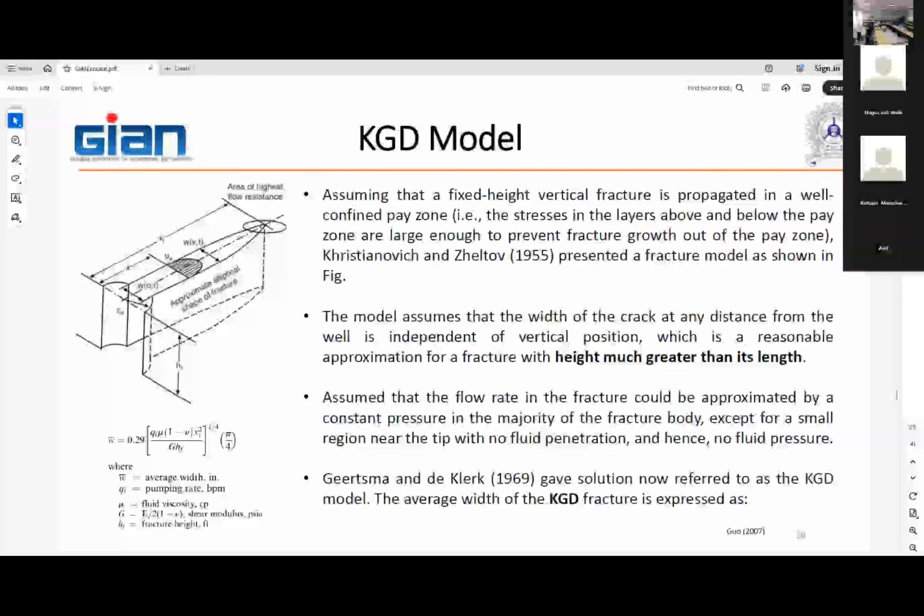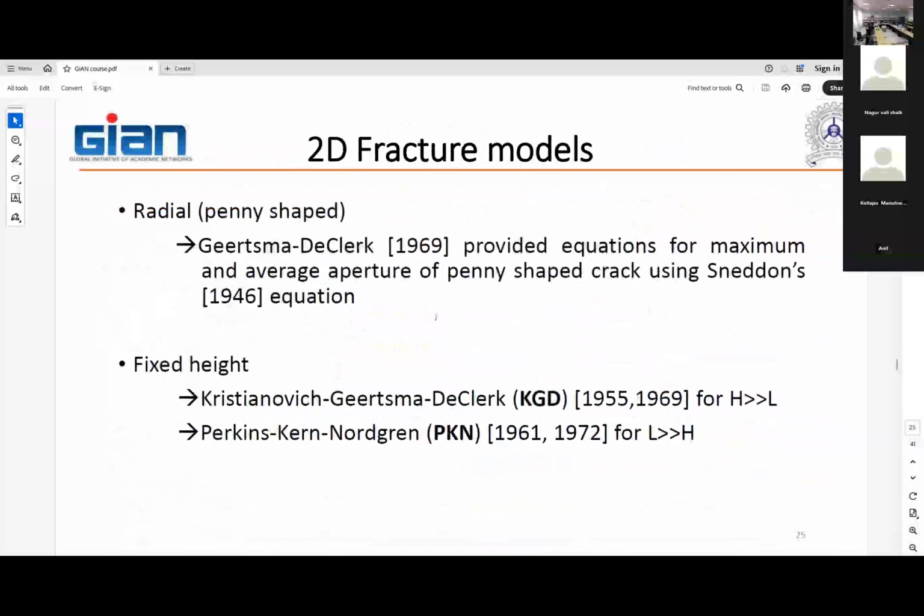Now let's talk about the KGD model, which is this one.